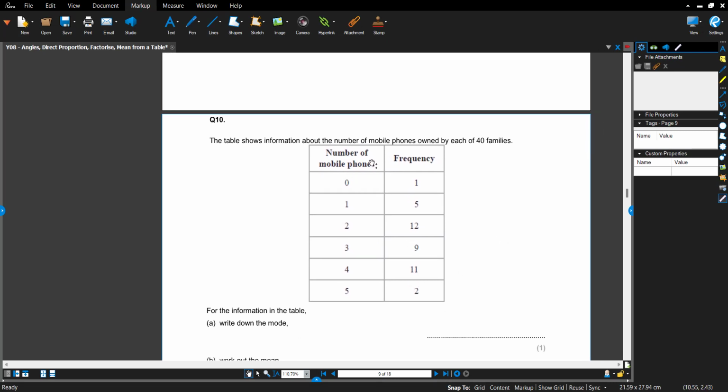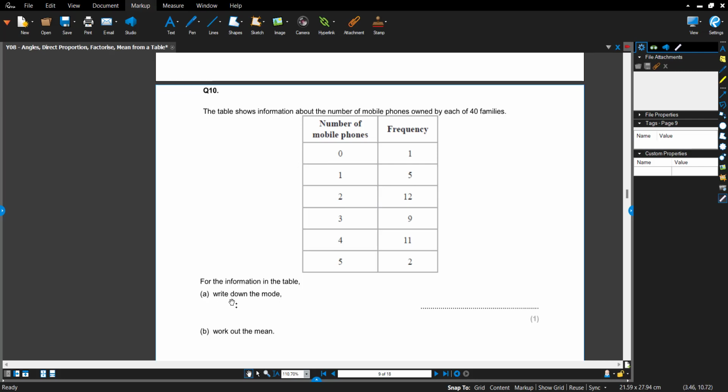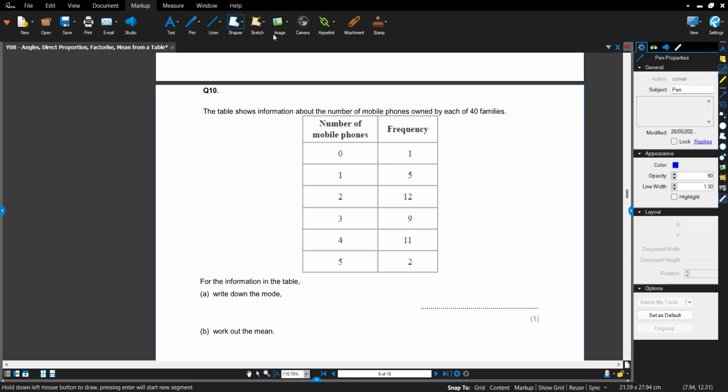The table below shows info about a number of mobile phones owned by 40 families. Write down the mode, write down the mean. All right, so this is mean from a table. So frequency, so number of phones: one family has no phones, so that would count as 0. Five families have one phone. So 1, 2, 3, 4, 5.